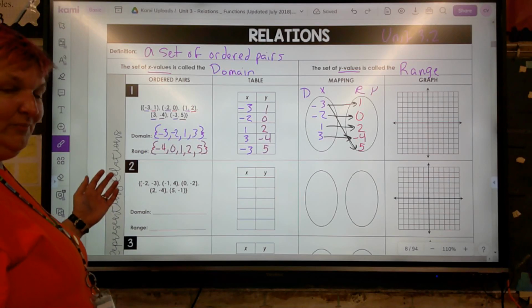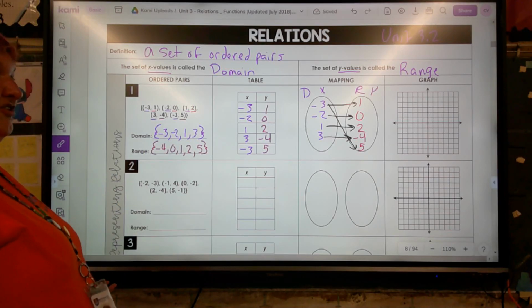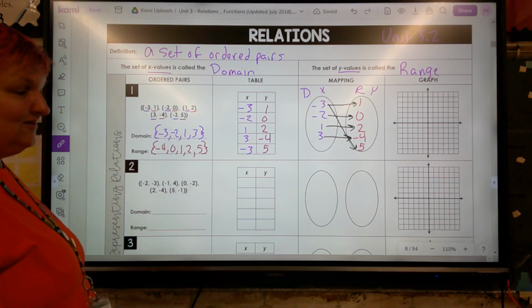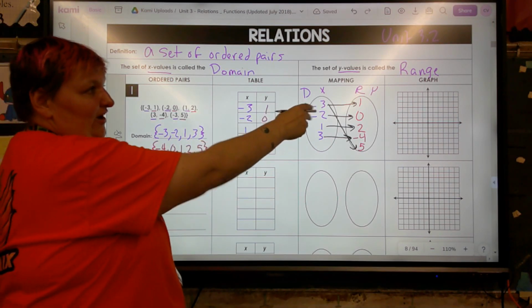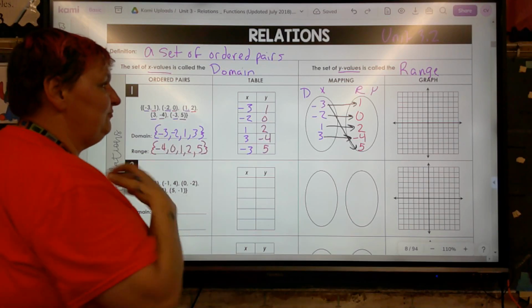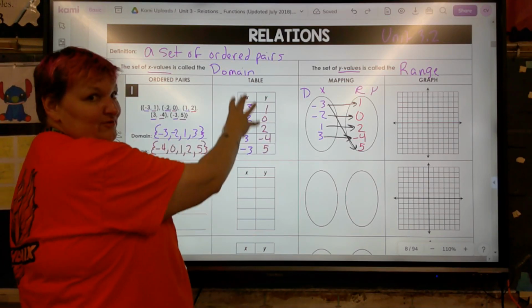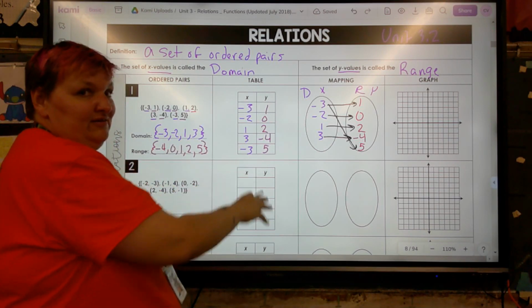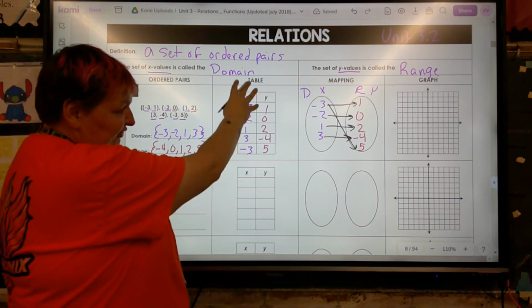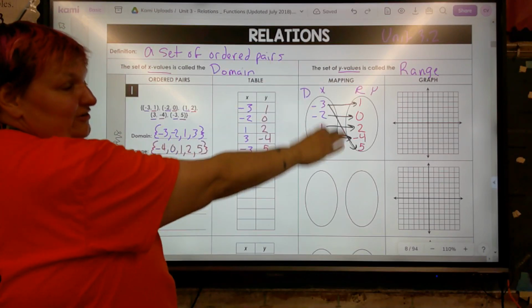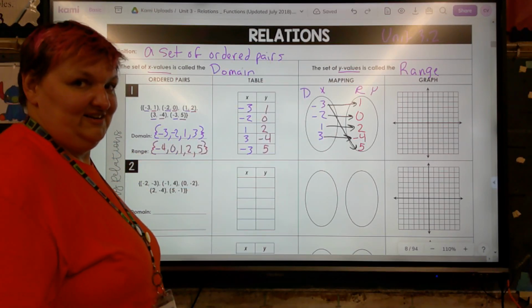You connected the domain and the range. It's just another way to represent the information. All right? Another way, graphing. In my opinion, the easiest way to graph is from the table. If you have the information in a table, or if you can put it in a table, it makes the graphing very, very easy. All right?